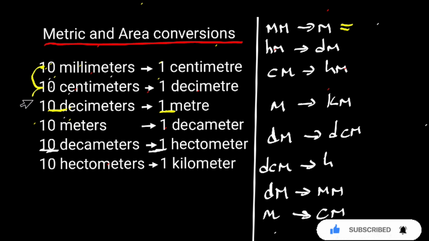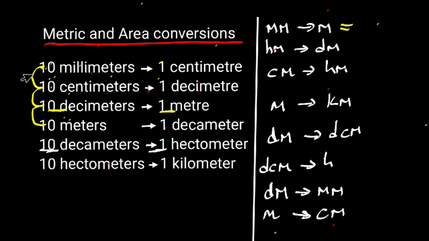This is 1, 2, and then 3. Right, this is 1, 2, 3. So it means that 10 raised to the power 3 millimeters is equal to 1 meter.